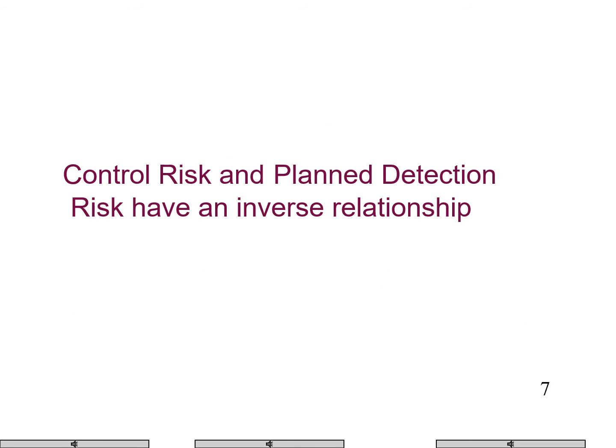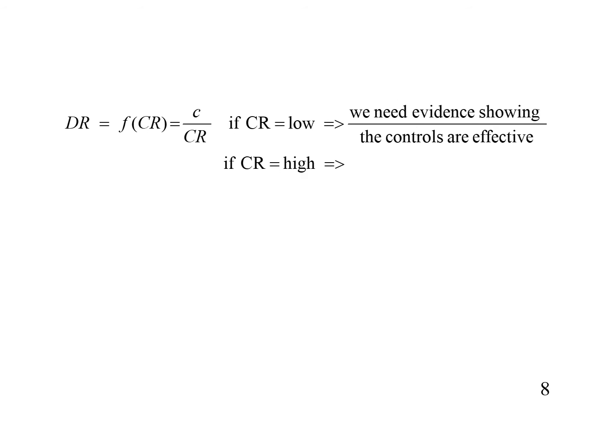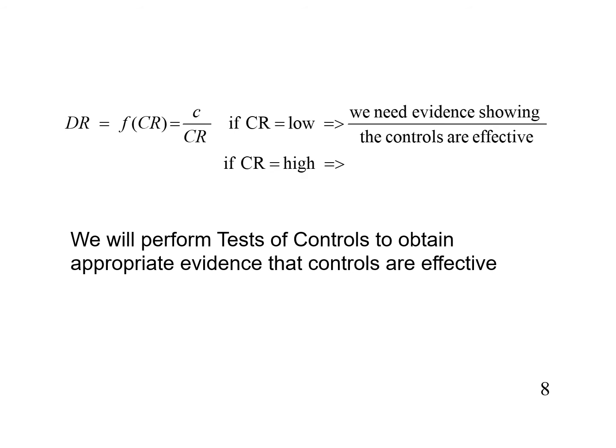Control risk and plan detection risk have an inverse relationship. Beat that into your head. That's going to come back and back and back. If control risk is low, if we want to assess control risk as low, then we're going to need to obtain evidence showing that the controls are in fact effective. We perform tests of controls to obtain evidence that the controls are effective. If we assess control risk as low, then we need evidence that the controls are in fact effective.